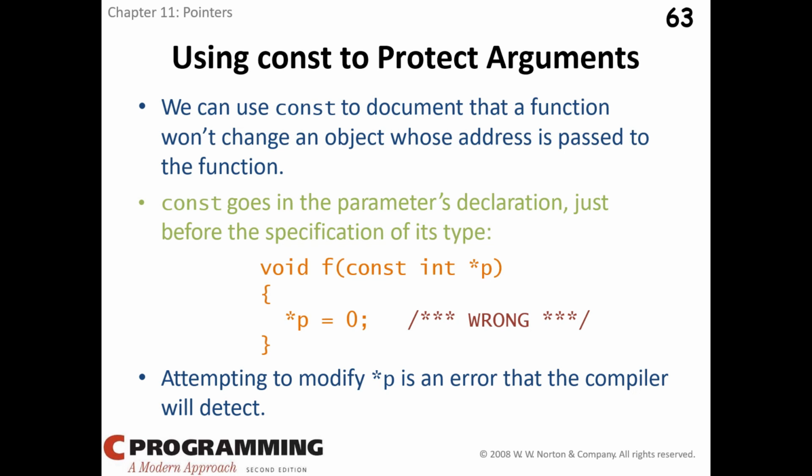So for example, consider a function f that we have in the slide here, that takes a pointer to an integer as its argument. In this function, const int *p indicates that p is a pointer to a constant integer. The const keyword before int *p means that the function f promises not to modify the value pointed to by p. And attempting to modify it, as shown in the comment "wrong", is an error and the compiler will detect it. This ensures that the function behaves as intended and provides clarity to other programmers who may use or maintain the code.